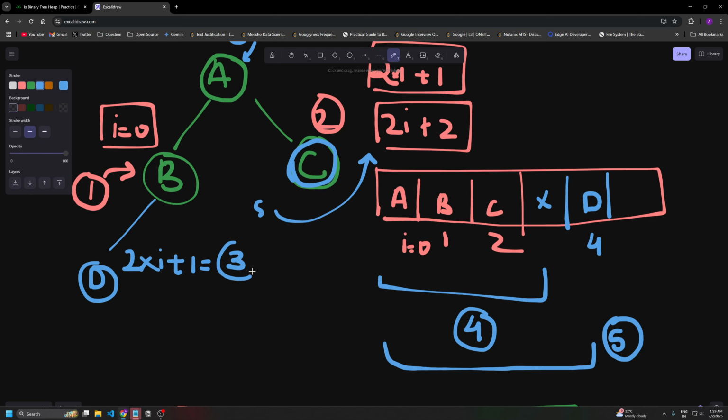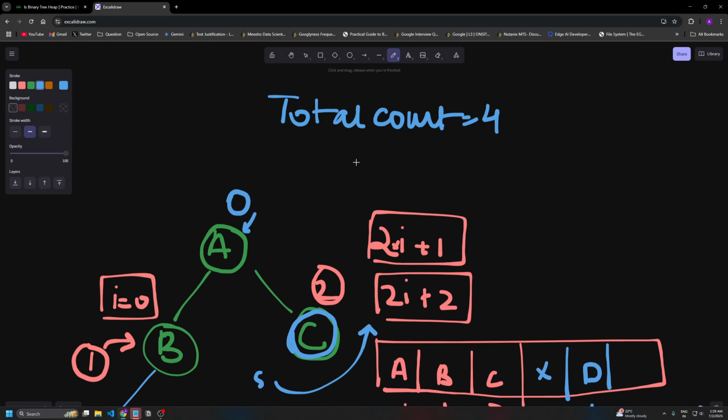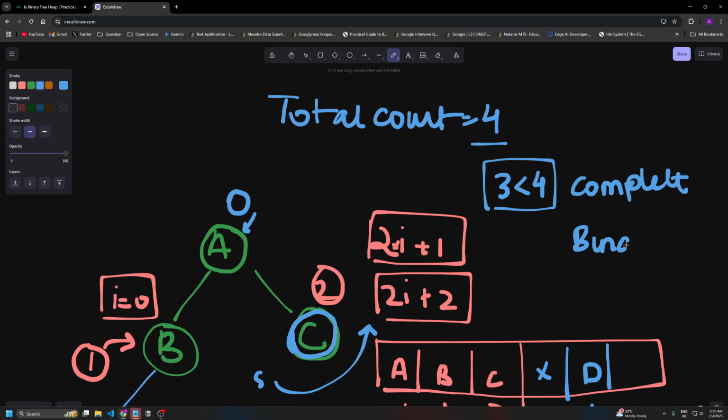So this would get a value of 3, right? This would have gotten a value of 3. And 3 very well falls within the range. 3 is less than 4. That's why we're going to say that, hey, this satisfies the property of a complete binary tree. So that's why I said that this question is actually pretty tricky. It's a pretty tricky question.